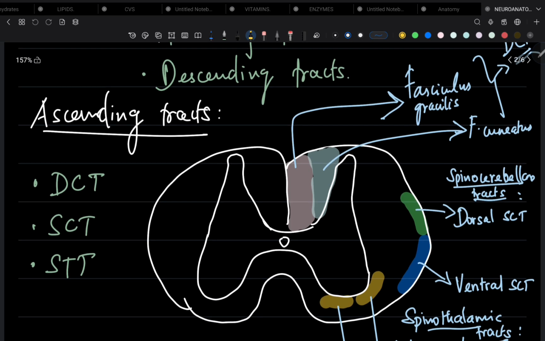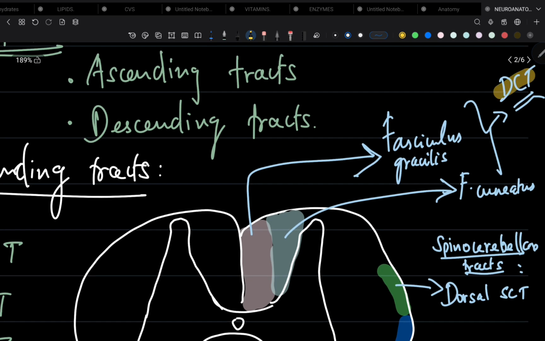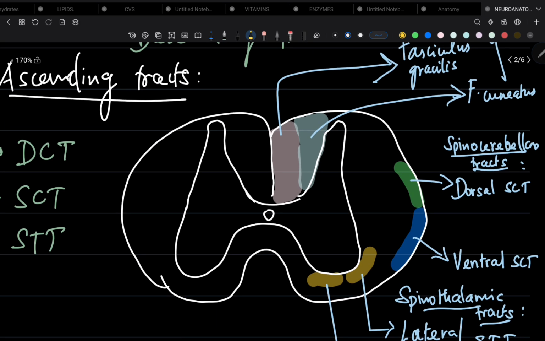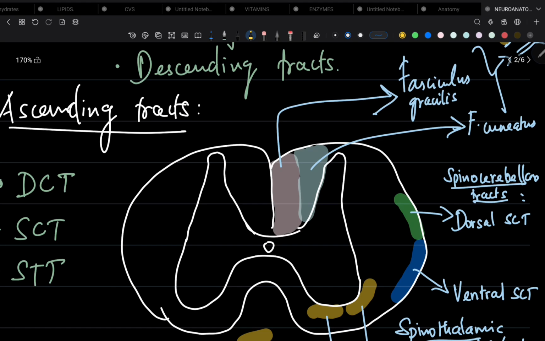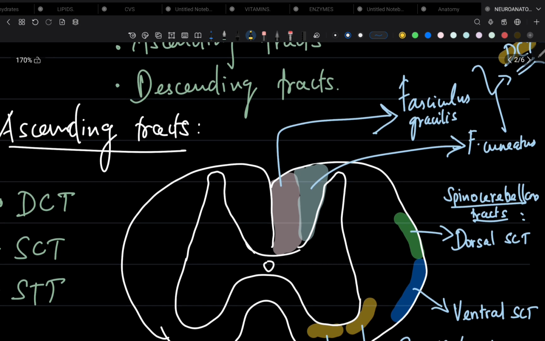First we'll see the ascending tracts. This diagram is the cross section of the spinal cord, which contains the ascending and descending tracts. The dorsal column tract is represented here. This one is the fasciculus gracilis, and this one is the fasciculus cuneatus.